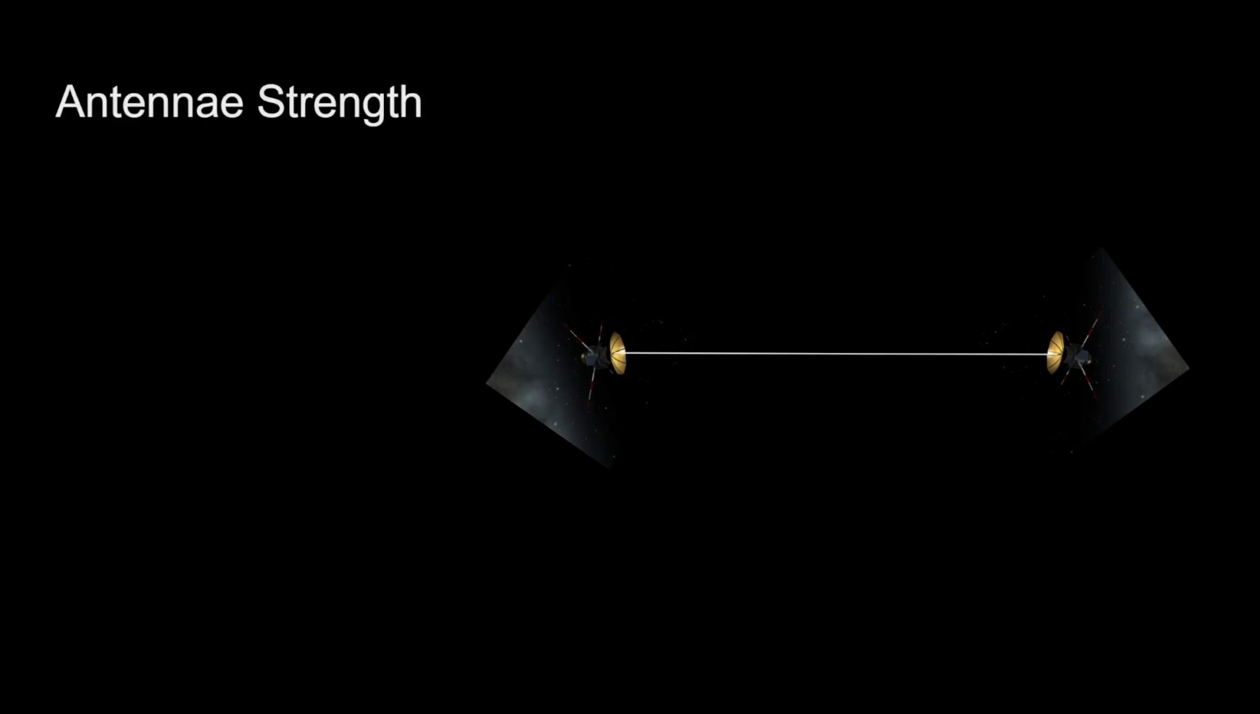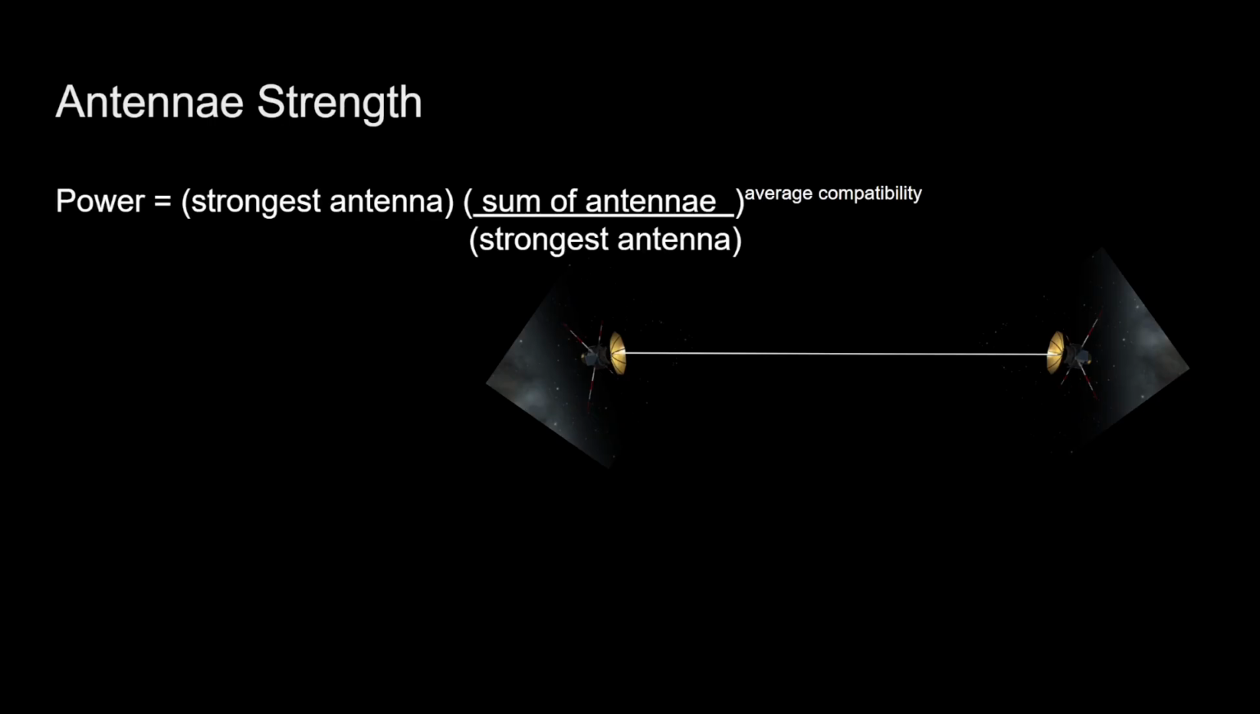Yes, you can combine multiple antennae on a single craft to boost the transmit and receive power, but you'll get diminishing returns. So the net power that you get is going to be the power of the strongest antenna, then multiply that by the sum of all the antenna powers divided by the strongest antenna. Then you take that to the power of the average compatibility.